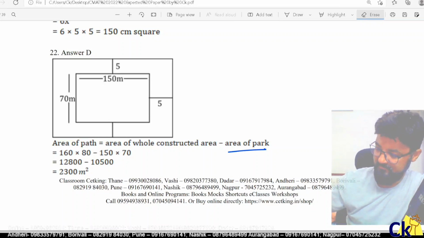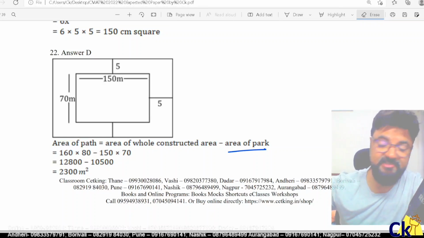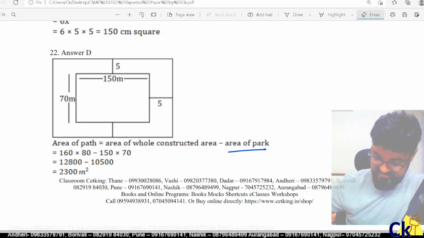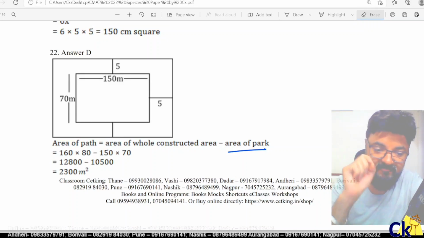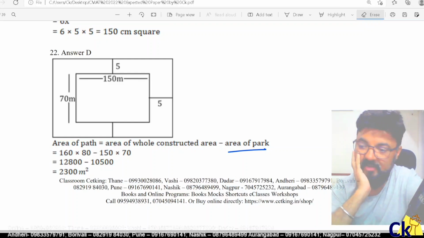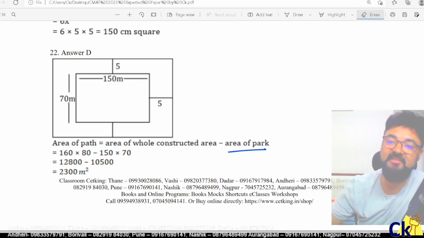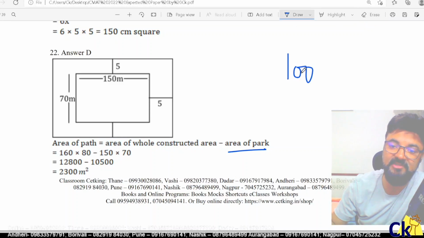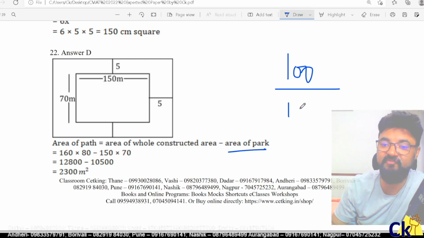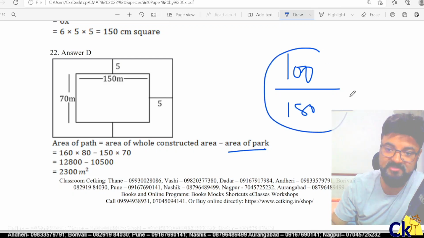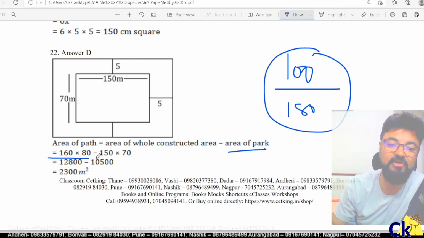See, CAT was a different level exam. In SNAP, you might have seen that every question you can solve if the time is there. In CMAT, there is time. They've given you 3 hours to solve 100 questions. Instead of giving you 100 minutes, they've given you 180 minutes. So you have time. So even if I solve a long cut, I can easily do it.